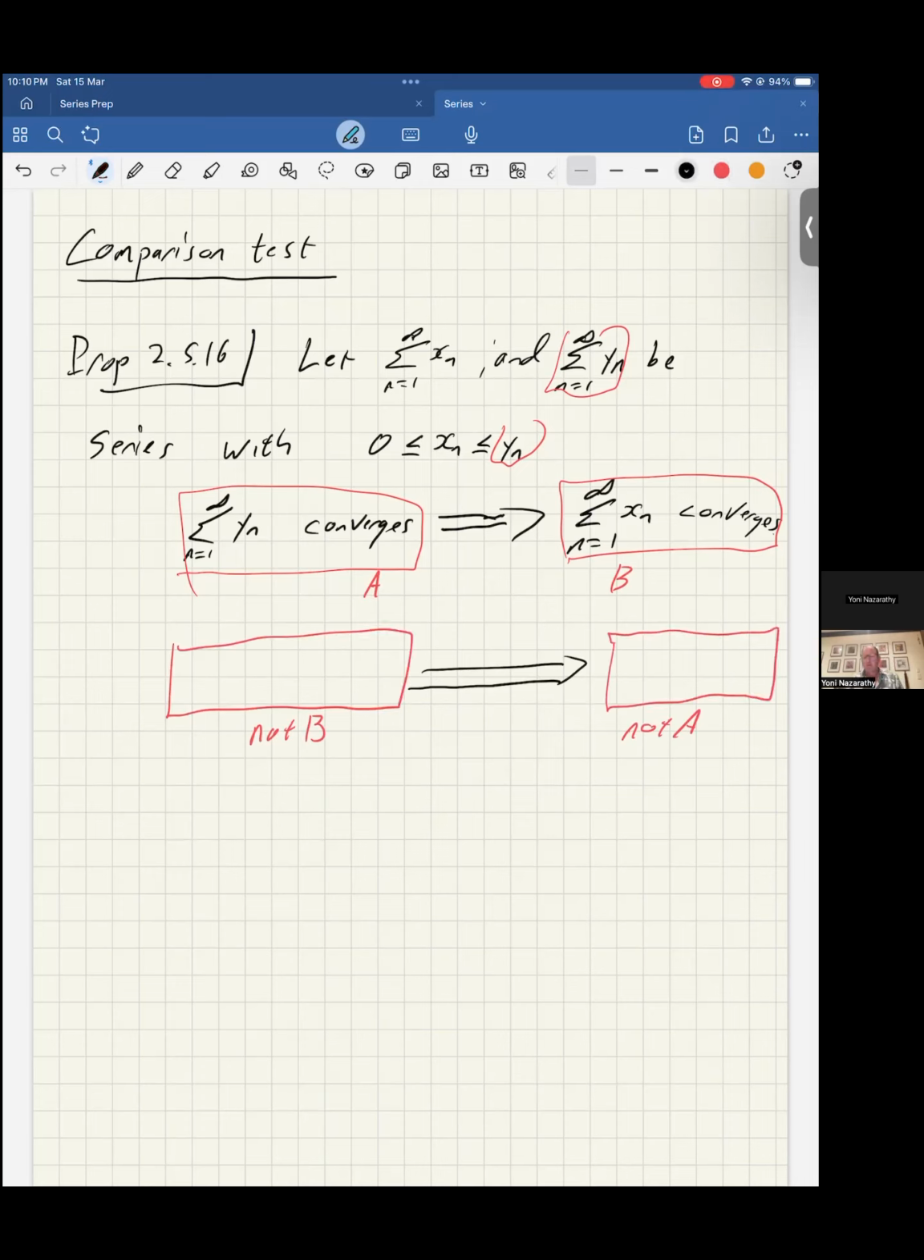I don't want to prove things twice. I just want to prove this statement, which we can call statement 1, and statement 2, which is the contrapositive, will just come from it. So what is not B? Not B means that the series with the smaller elements, the elements that bound the other elements from below, the series of xn, does not converge, it diverges. And not A means that the series of the y's diverges.